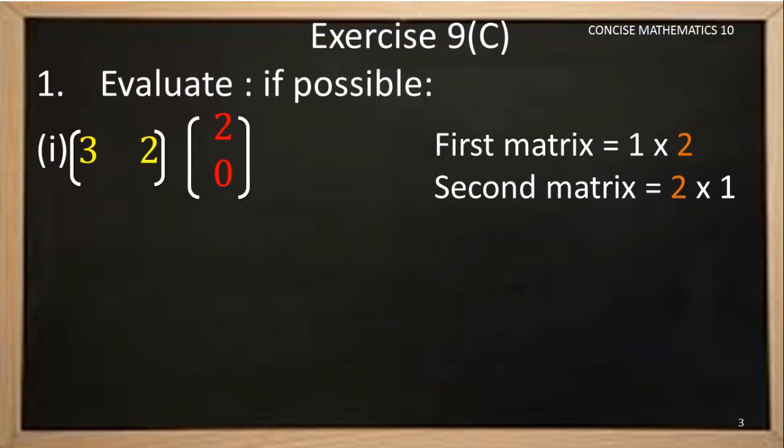Now, how to do the multiplication? Multiplication should be done in a system, like first row, first column. That is one step. You need to multiply the first row elements with the first column elements. So what is the first element in the first row? It is 3. What is the first element in the first column? It is 2. So 3 and 2 are corresponding elements, and the second elements respectively are 2 and 0. We need to multiply and add the terms.